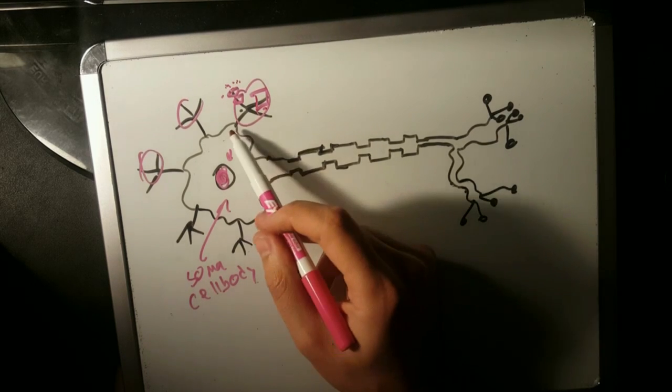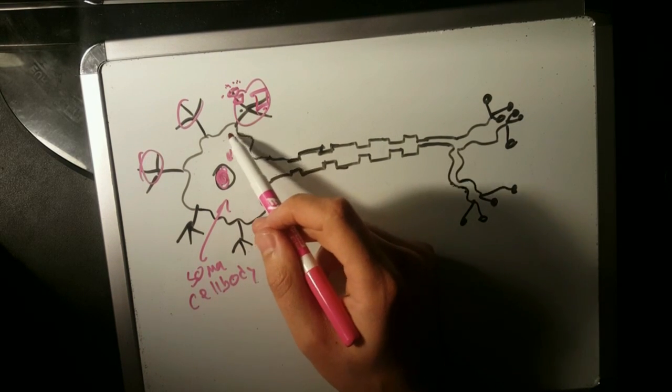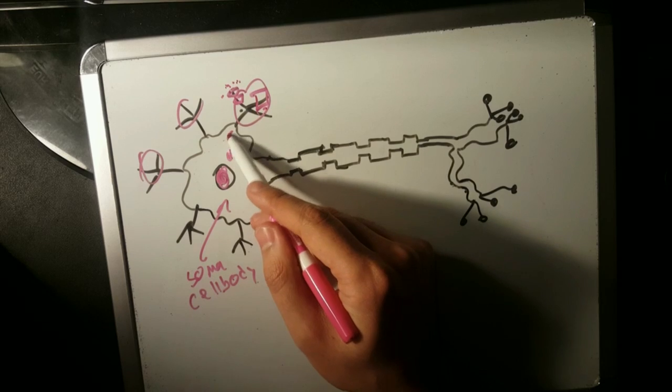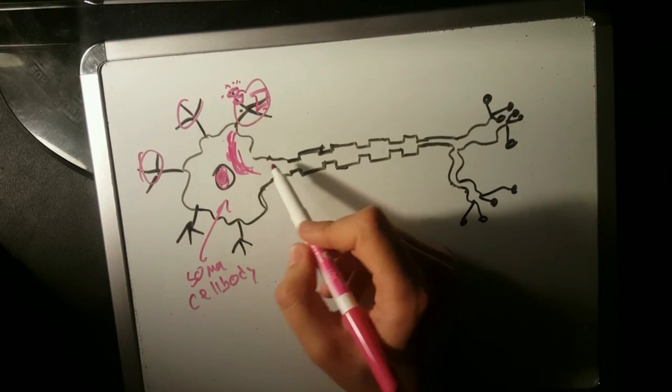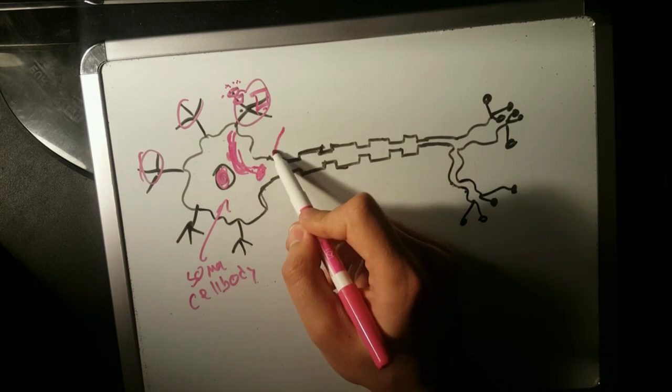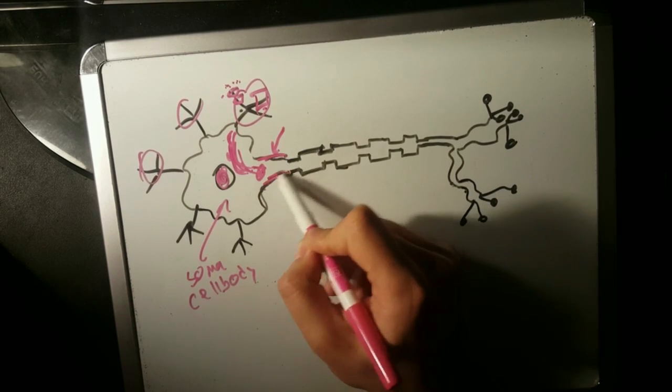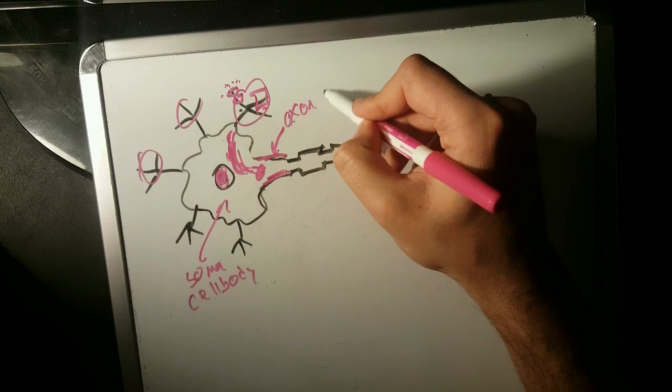So once the dendrites create a little bit of an electrical signal, it starts to move through the cell, right? It starts to move through the cell, and it hits this part right here. This whole part is called the axon hillock.